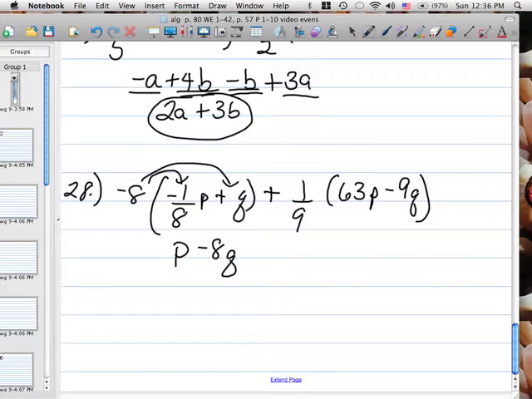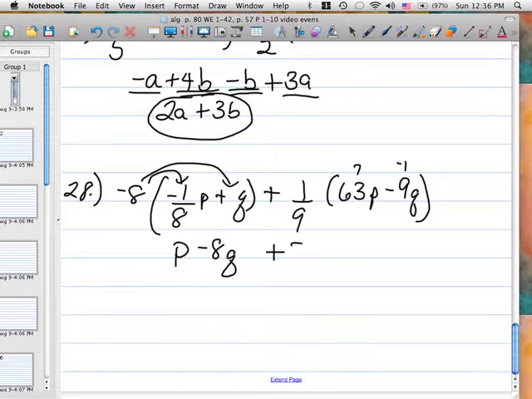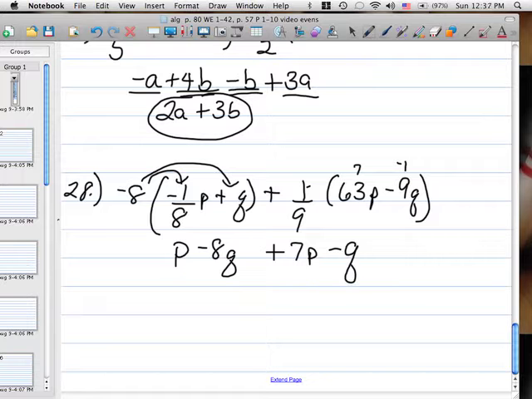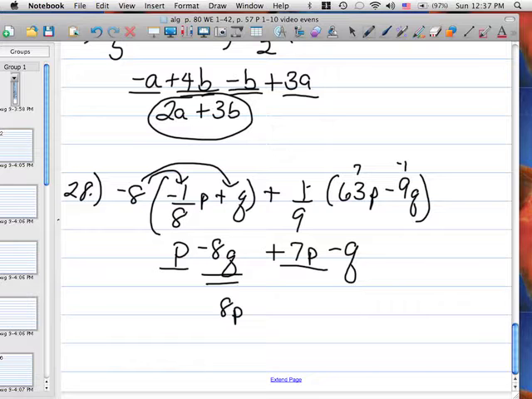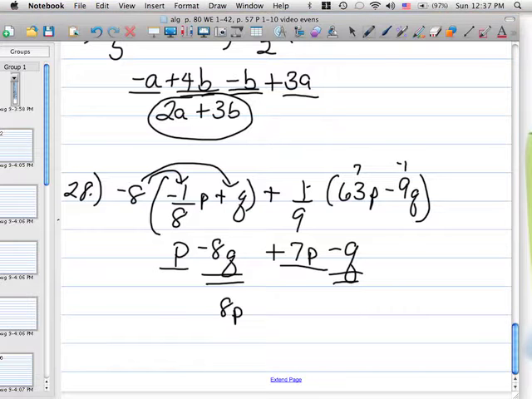Here the 9 goes into 63, 7, and into the negative 9, negative 1. So 1 times 7 is plus 7P. 1 times negative 1 is negative 1Q or negative Q. Collecting the like terms, 1P plus 7P is 8P. A negative 8Q and a negative 1Q is negative 9Q.